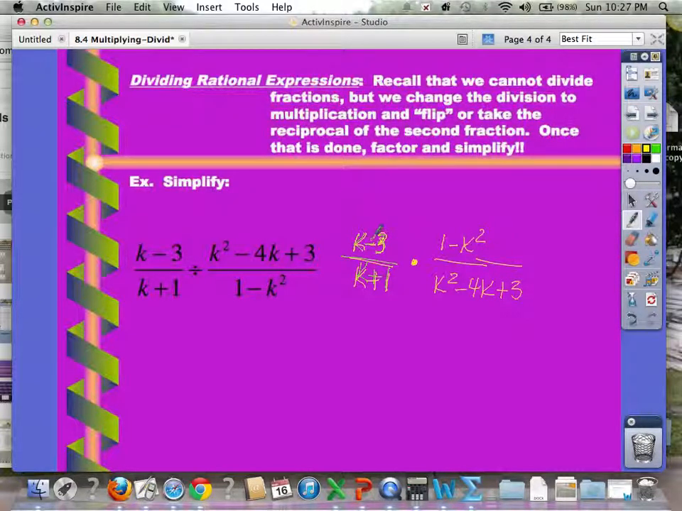This is already in factored form. This is in factored form. This needs to be factored. That's a difference of squares: 1 minus k and 1 plus k. Okay?